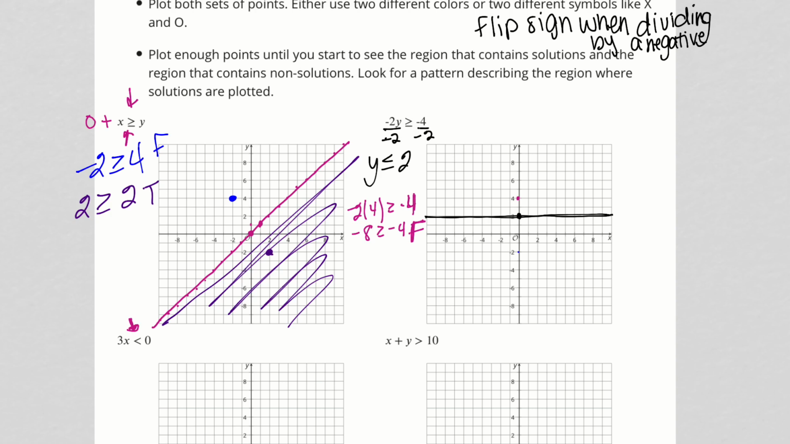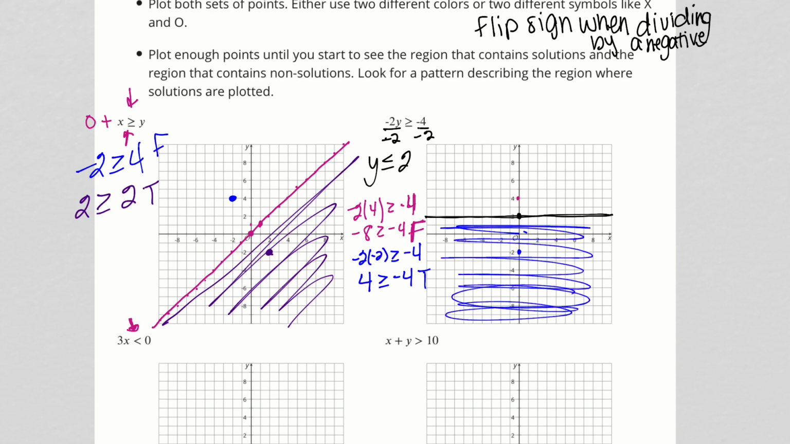So I'm going to plug in, let's say, negative 2. We'll do negative 2 times negative 2 is greater than or equal to negative 4. Negative 2 times negative 2 is positive 4, and that is greater than or equal to negative 4. And that is true. So we would shade everything down here because any value down here is going to make this inequality true. Okay?